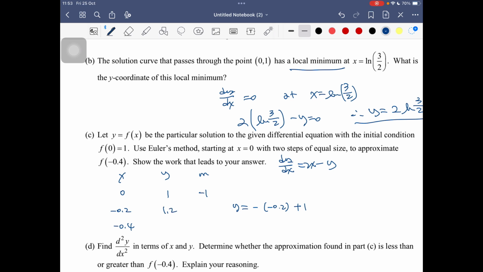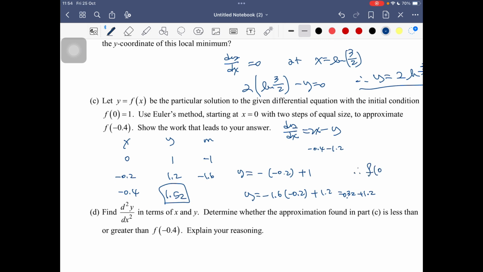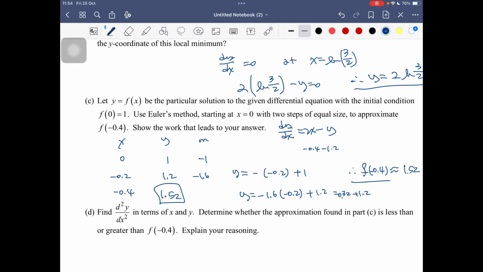So this is 1.2. And the slope is 2x at negative 0.4 minus 1.2, which is negative 1.6. So y is negative 1.6 times negative 0.2 plus 1.2. So this is 0.32 plus 1.2, 1.52. So the answer is that f of negative 0.4 is approximately 1.52.